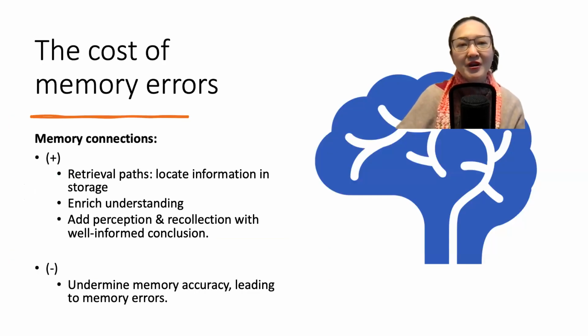The cost of memory errors. Memory connections have positive sides: retrieval paths, locate information in storage, enrich understanding, add perception and recollection with well-informed conclusions. At the same time, memory connections also have negative sides. Memory connections undermine memory accuracy, leading to memory errors.